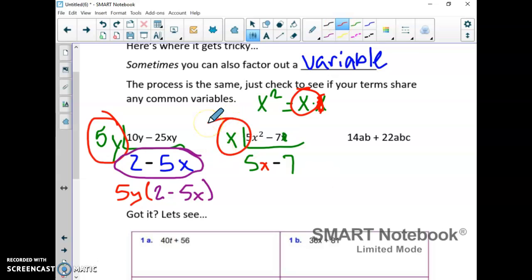So again, GCF is on the left. The very bottom is what's left over. My x, because it's GCF, goes on the outside of my parentheses. And what's left over of 5x minus 7 goes on the inside of my parentheses. And that's how you factor expressions, guys.